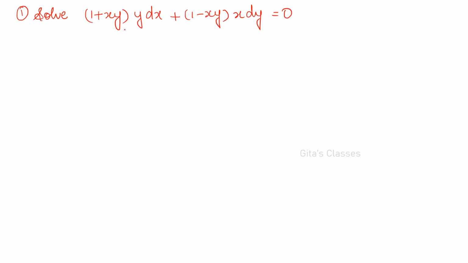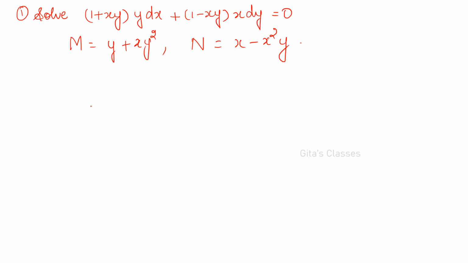So what is the integrating factor? Now what is M here? M is equal to y plus xy squared, and N is equal to x minus x squared y.